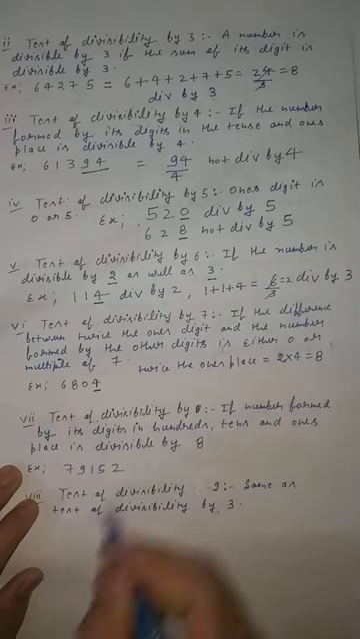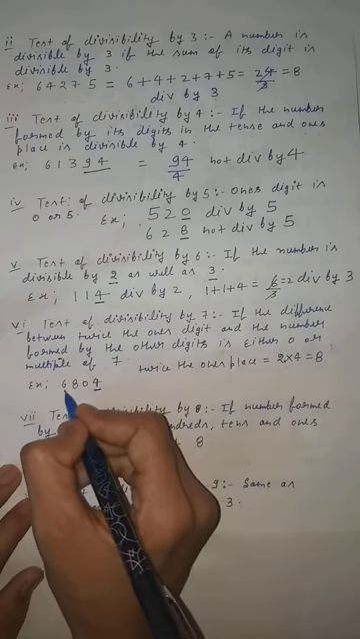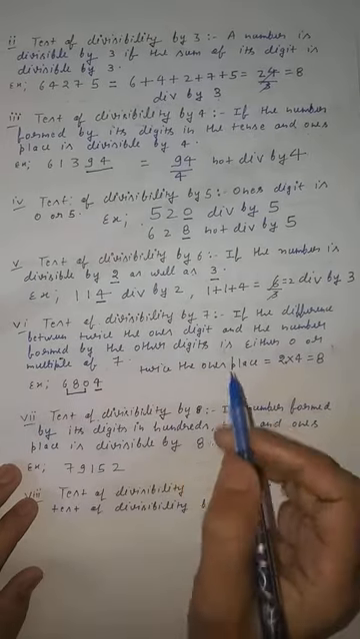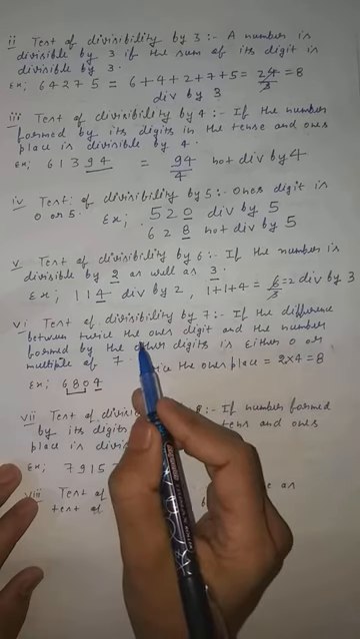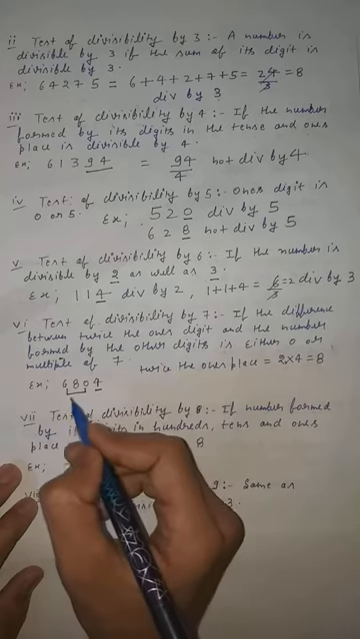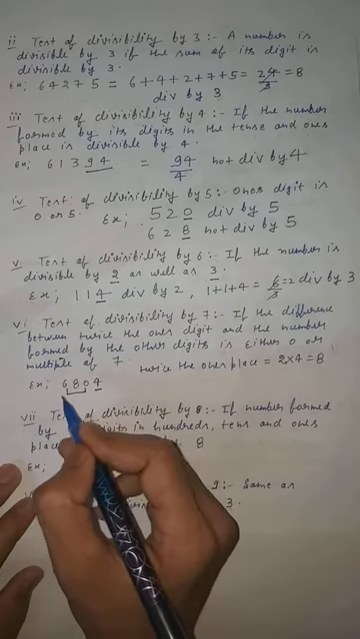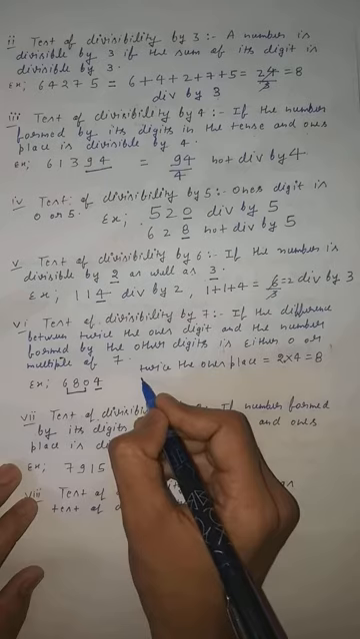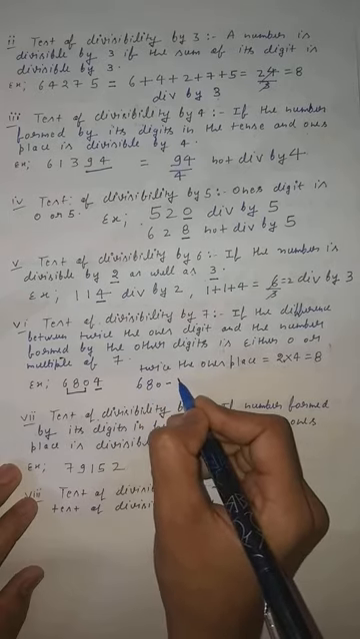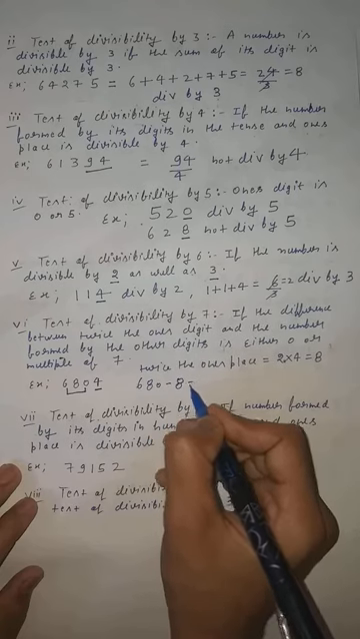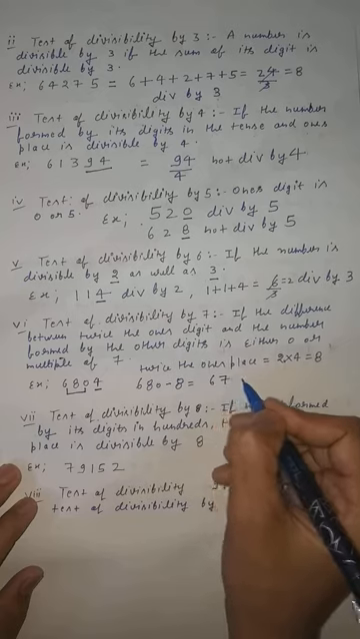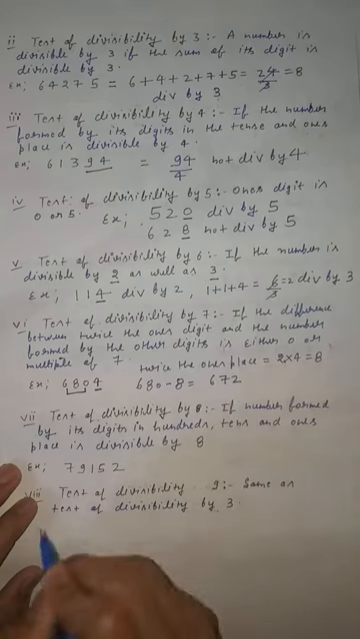Now the rest of the number is 680. Clear? So what is given? If the difference between twice the ones digit, this one, and the number formed by the other digits, which is 680. So first find out the difference. 680 minus 8. Now it will come 672. Clear students?